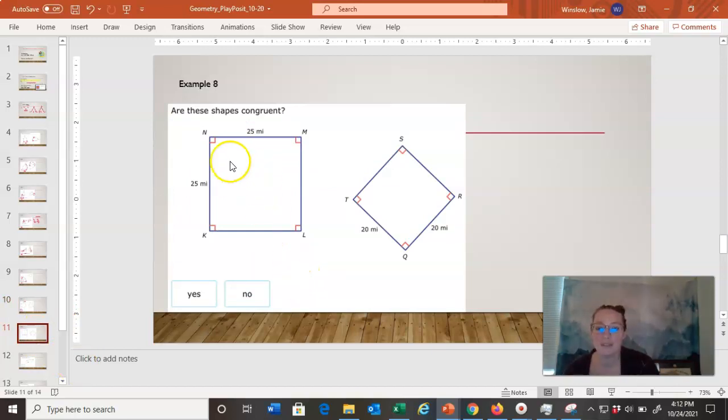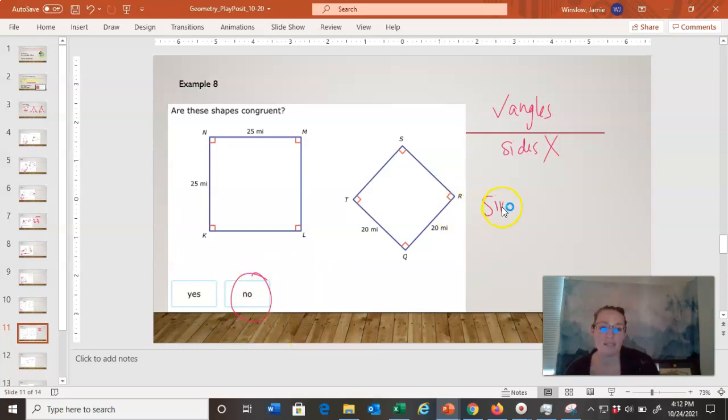So they have equal angles, right? So that's check, angles are the same, but are the sides the same? No, right? These are 20 and these are 25. So these are not congruent. These are actually something else.